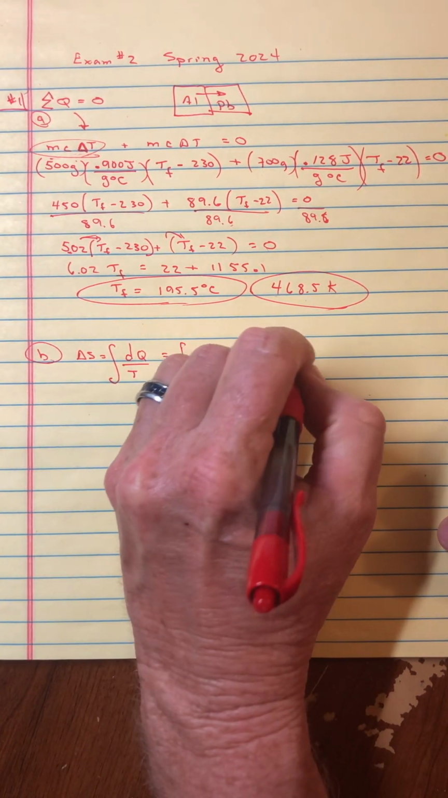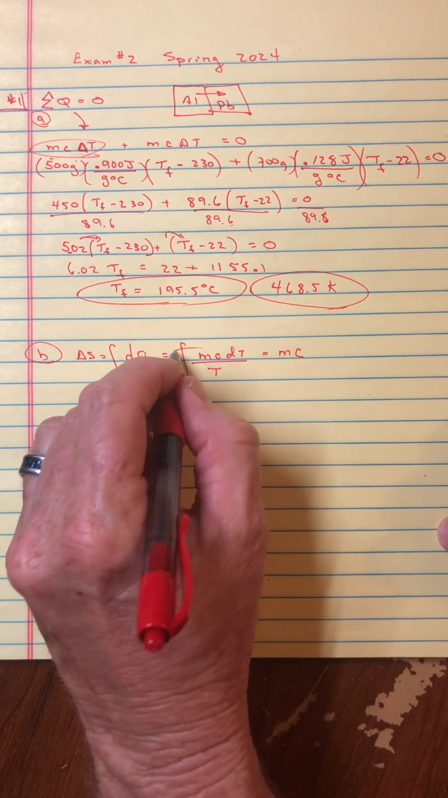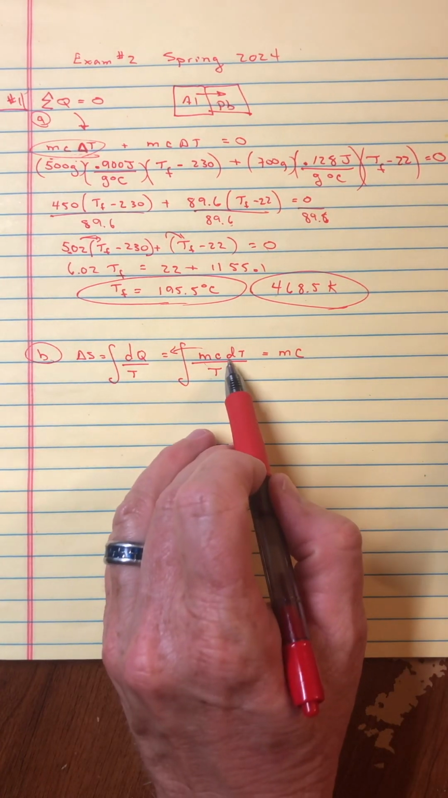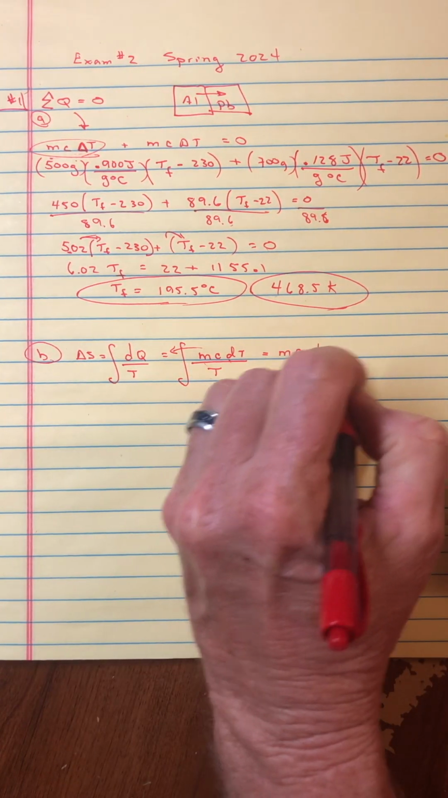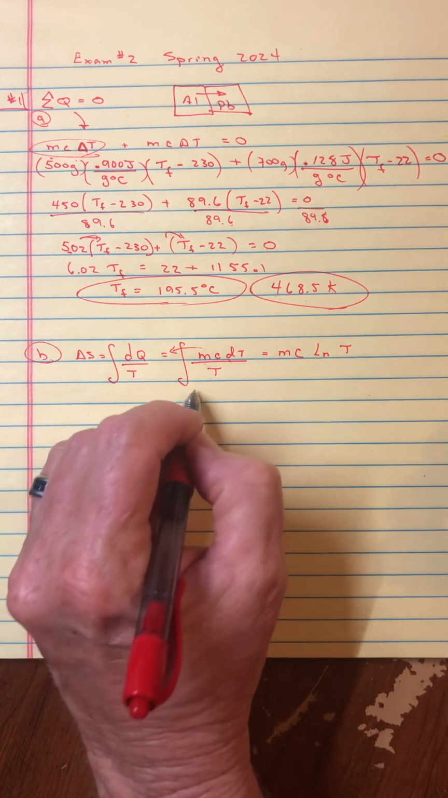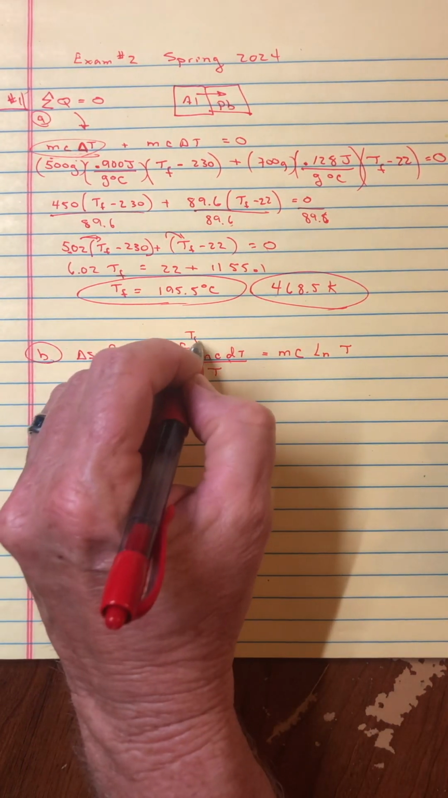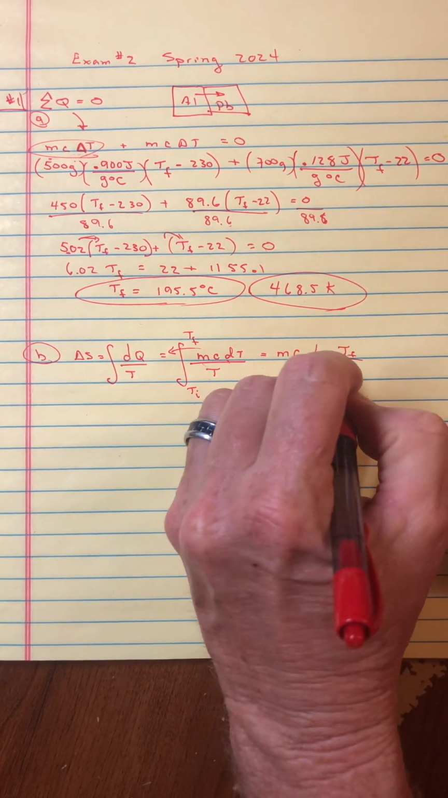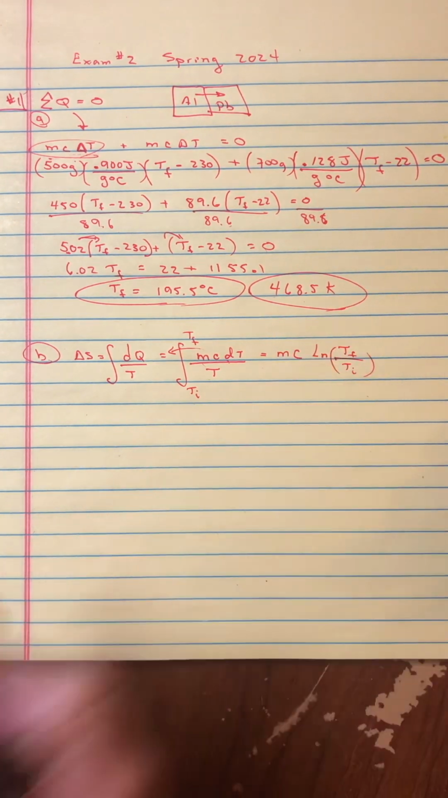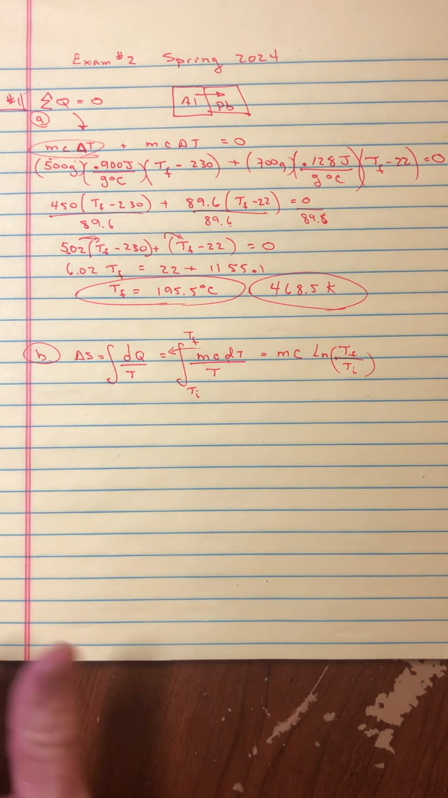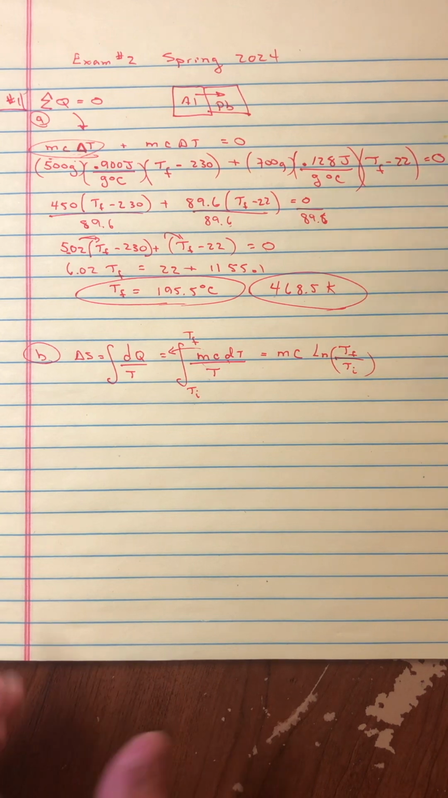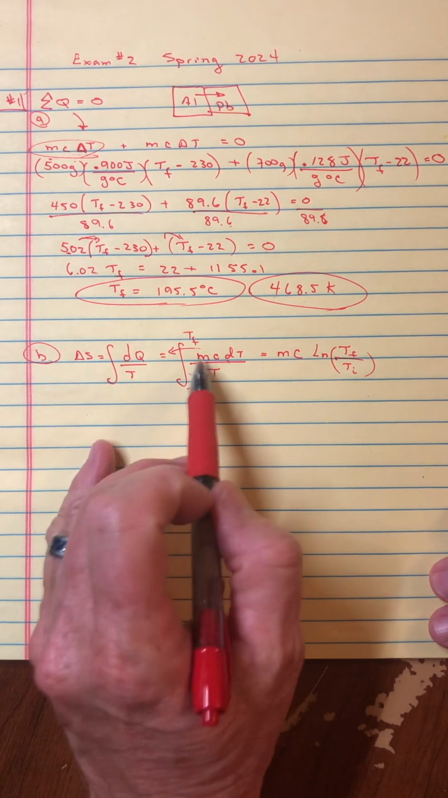And so we're going to get an mc that pulls out in front, and then the integral of dT over T is the natural log of T, and if you evaluate it from some initial to some final, you will get this equation for the change of entropy for anything that has this kind of structure.